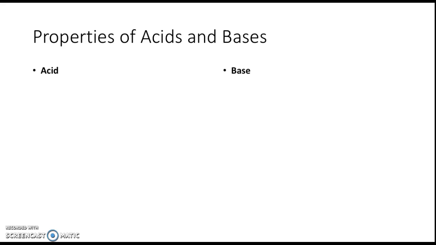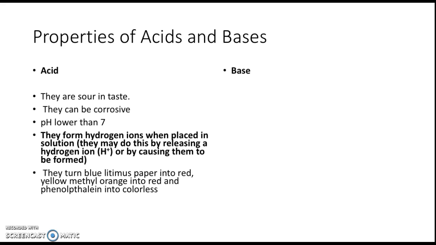So, properties of acids and bases. Properties of acids: they are sour, corrosive. They have a pH level lower than 7 and they form hydrogen ions when placed in a water based solution, or when placed in a regular solution as well. Those hydrogen ions could be hydrogen ions, which is an H plus ion, or hydronium, which is an H3O plus ion as well. So hydrogen and hydronium are both used interchangeably when we're talking about acids. Then they also turn litmus paper red. They turn methyl orange red, and they also turn phenolphthalein colorless.